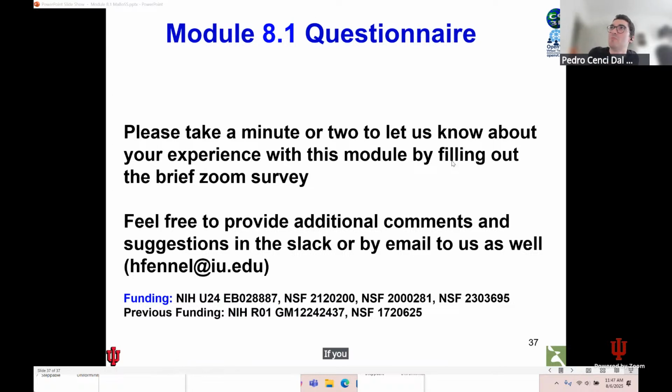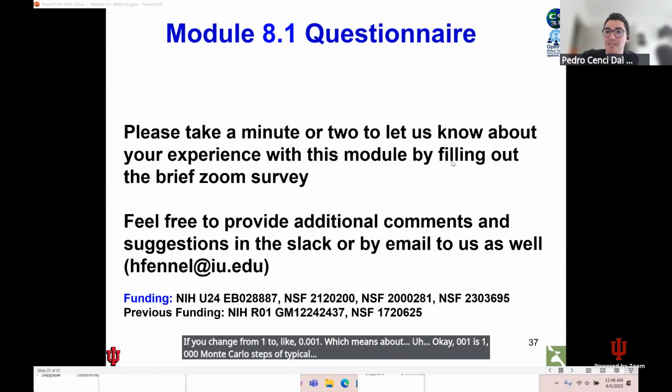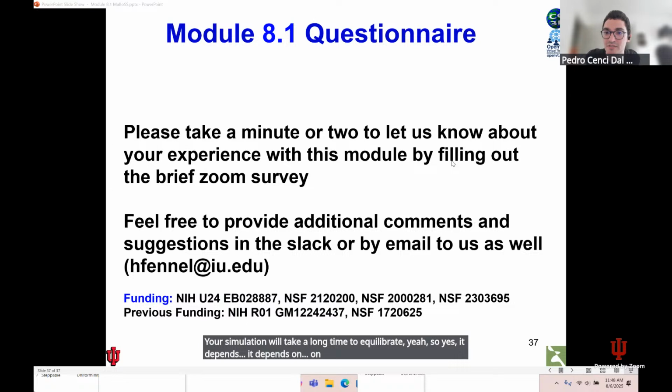If you change from 1 to like 0.001, that is about 1000 Monte Carlo steps of typical equilibrium time. Your simulation will take a long time to equilibrate. So yes, it depends on the rate up and rate down rates.